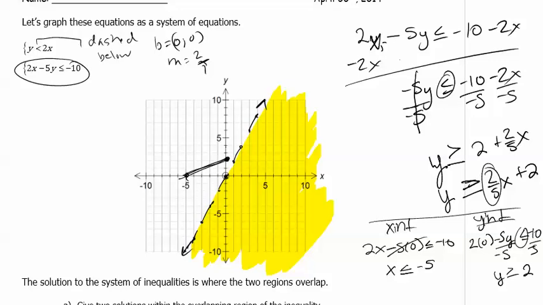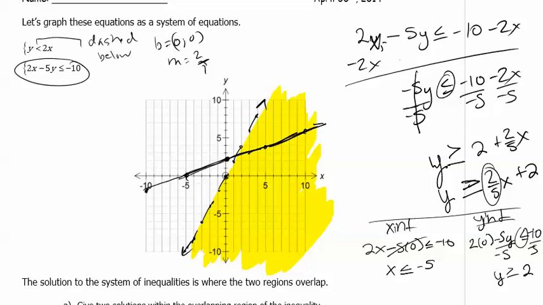So let's go up 2 and right 5. Up 2 more, right 5. And then I'm going to also go to the other side: down 2, left 5. That will still create that positive slope that I need. Let's connect all these points. And this is a solid line.